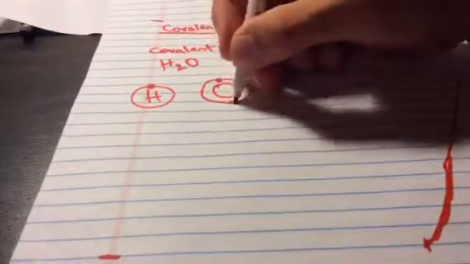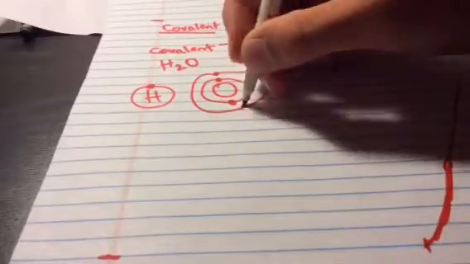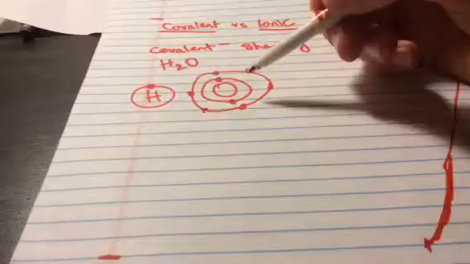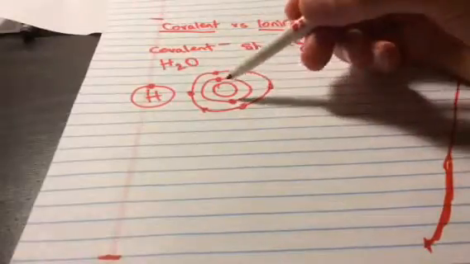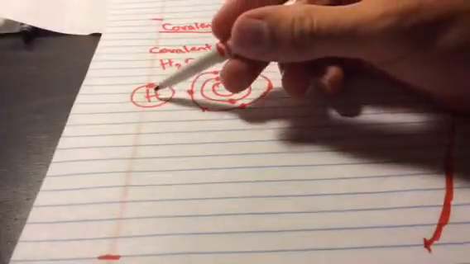Oxygen has an atomic number of 8. So you have your first shell, which fills it. Then you have your second shell, which has 1, 2, 3, 4, 5, 6. So then it has a total of 8. But that means in the valence shell there's only 6. And to fill a valence shell, it has to have 8, unless it's the first one, which is 2.